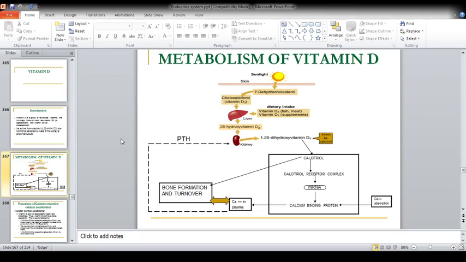So, how does the metabolism of vitamin D occur? Let's take a look at that. What happens is, via sunlight, 7-dehydrocholesterol is converted into cholecalciferol, that is known as vitamin D3. Moreover, when we eat meat, that is fish or other types of red meat or white meat, we take in vitamin D3.